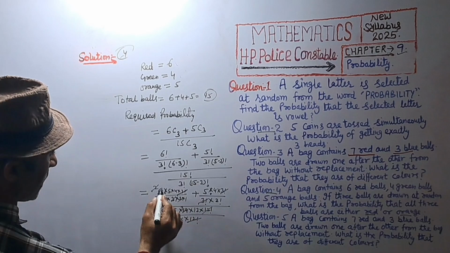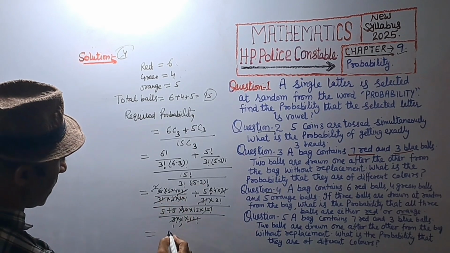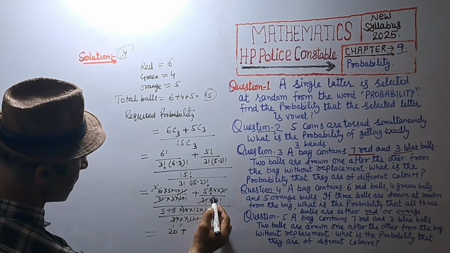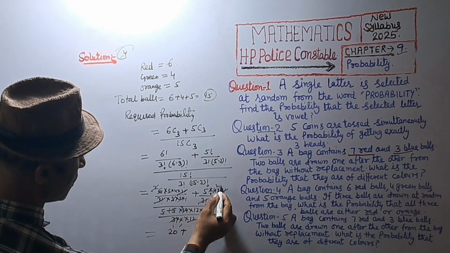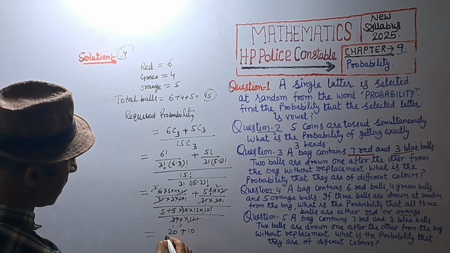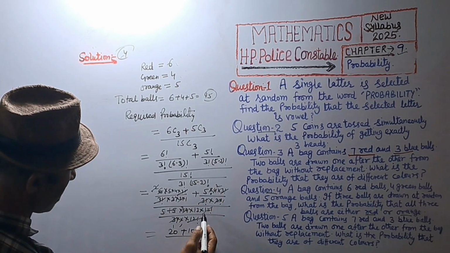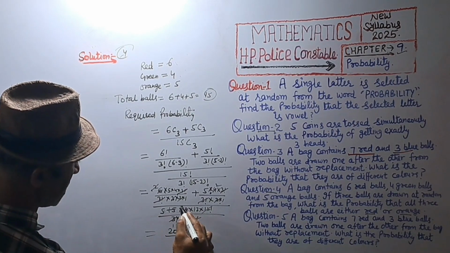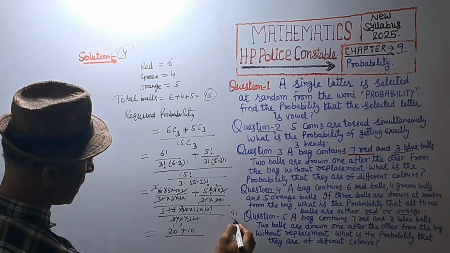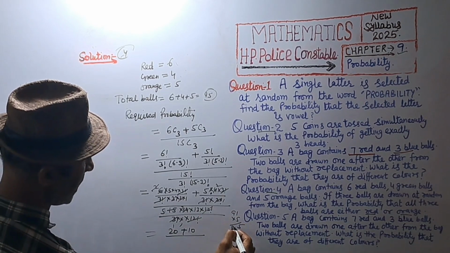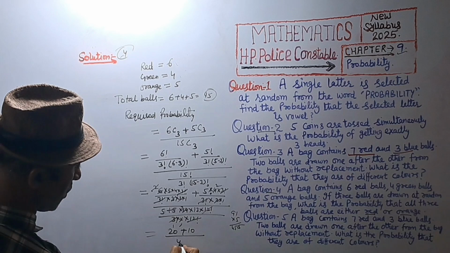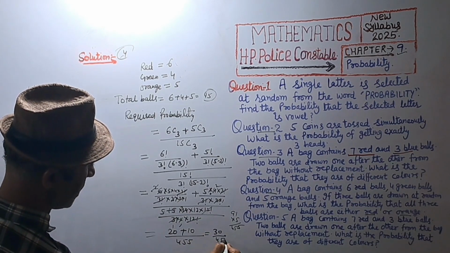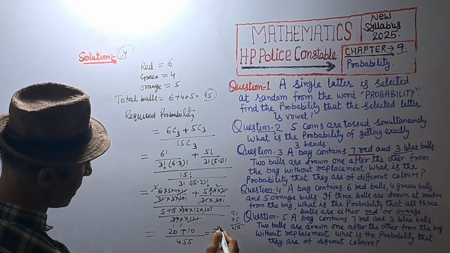And we get 5 4s are 20 plus 2 into 1. 2 2s are 4, 5 2s are 10, divided by 5 into 7 into 13. 13 7s are 91 into 5, that is 5 1s are 5, 9 5s are 45, 455, that is equal to 30 upon 455, which is divisible by 5.